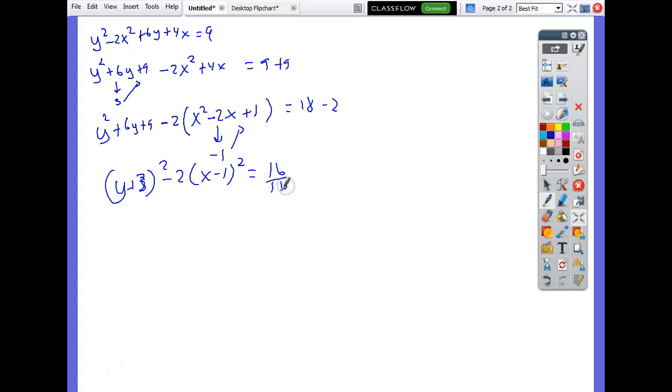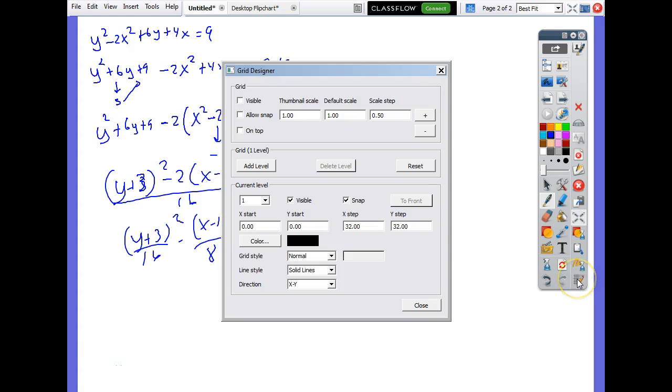All right. Divide this whole side by 16. I get y plus 3 squared over 16 minus x minus 1 squared over 8 equals 1. And look, I'm in the place I need to be, right? From here, I've got a shot at figuring it out. I'm going to graph this.